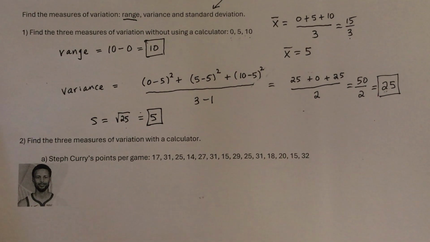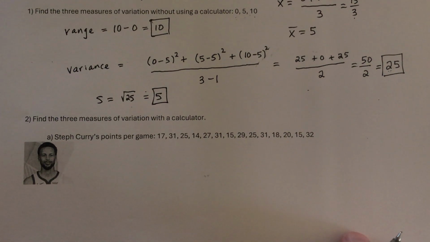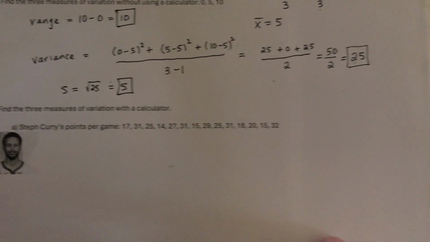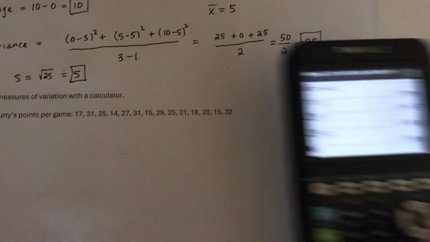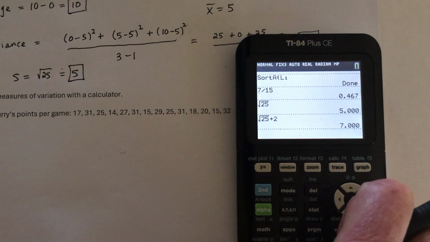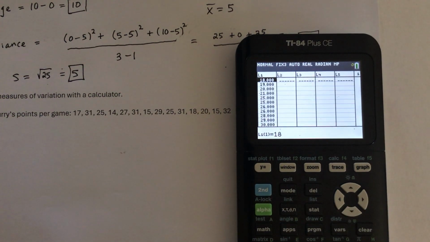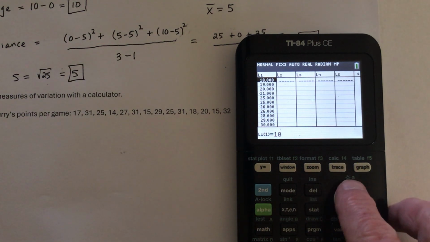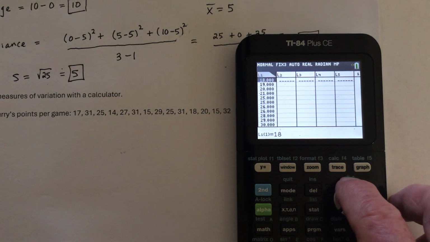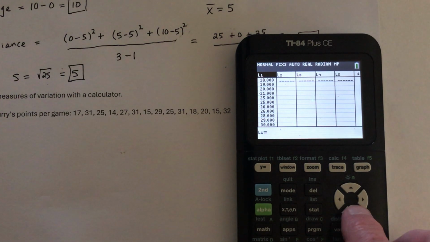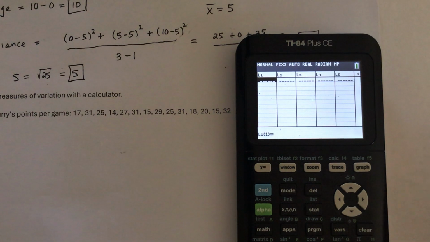All right, now we're going to do the same thing with Steph Curry's points per game, but we're going to use a calculator. So first of all, go to Stat and then Edit. And of course, I have this left over from some other problem. So just go up to the L1 and then use Clear. And now it's cleared out. So now type in the new numbers.